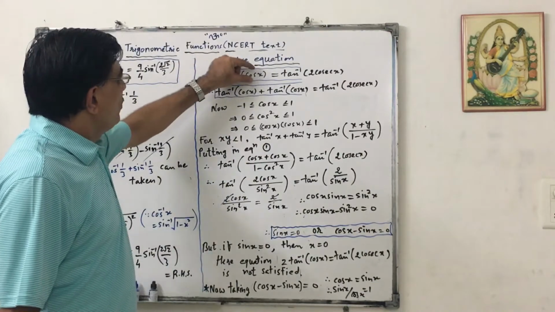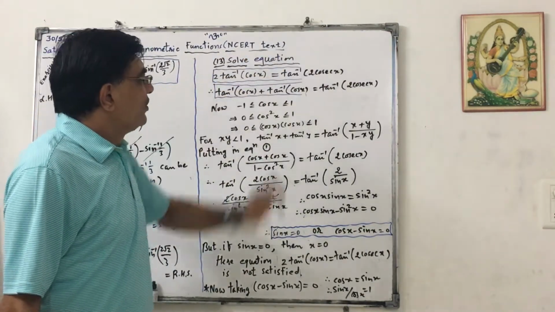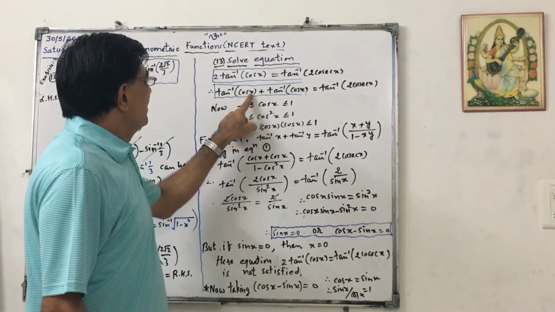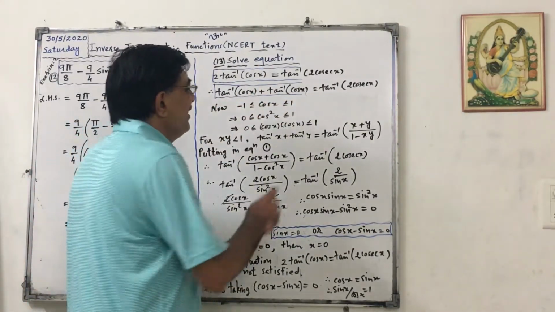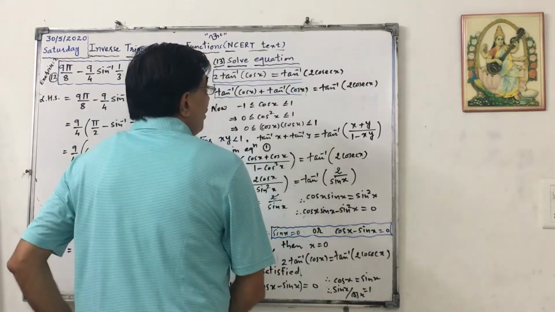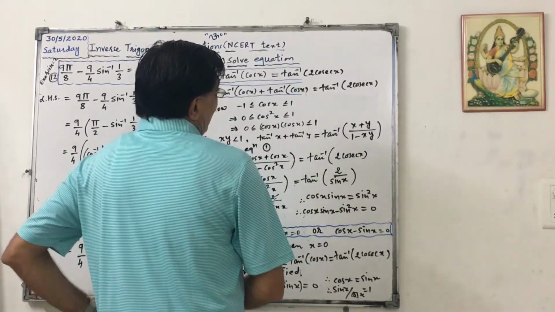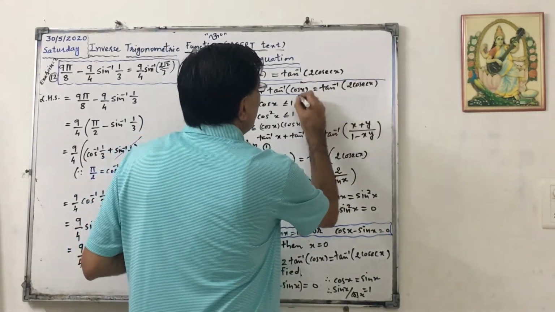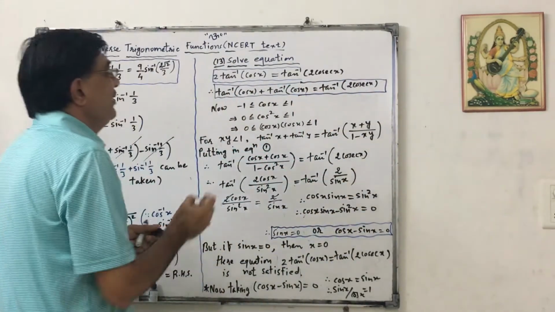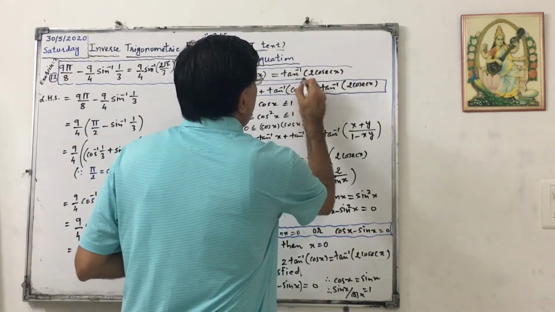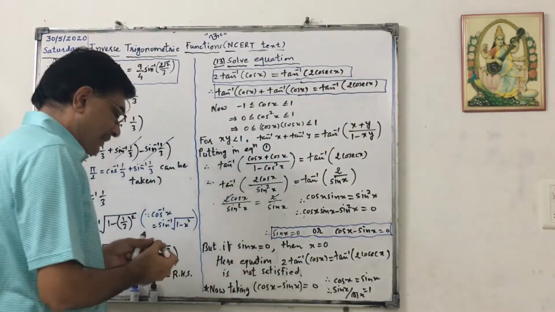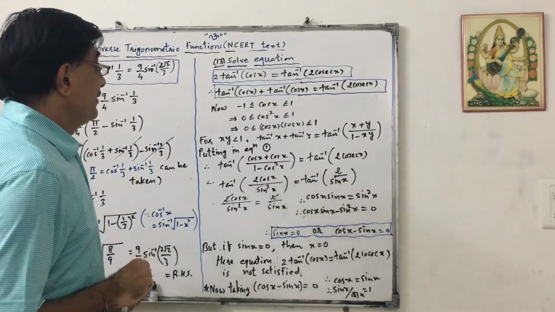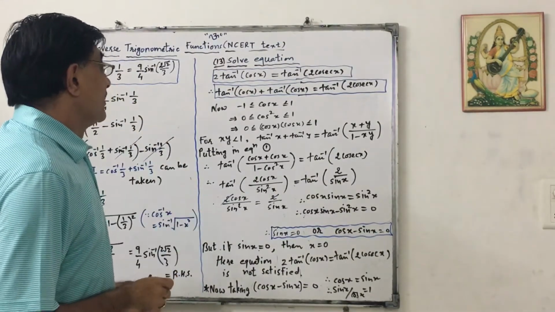2 tan inverse of cos x equals to tan inverse of 2 cos x. This can be written as tan inverse of cos x plus tan inverse of cos x equals to tan inverse of 2 cos x. This is given. Always highlight the problem, so that you can get it in proper sequence.